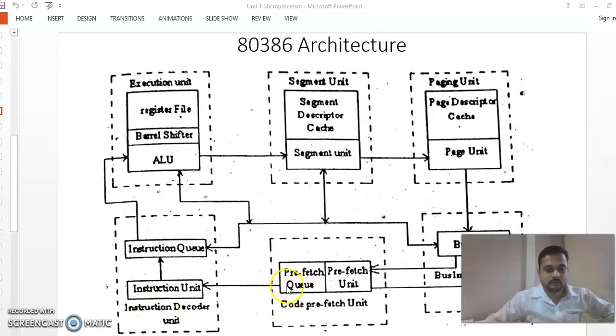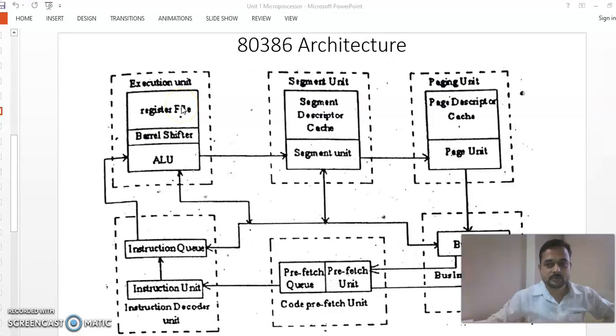Then it is given to the instruction decoder unit. The instruction decoder unit decodes the instruction and gives it to the instruction queue. After decoding, the processor understands how many bytes the instruction has and how the execution will take place. It is given to the ALU, arithmetic logic unit, barrel shifter, and register files.